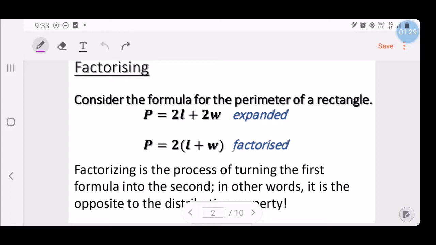All factorisation is going back in the other direction. So you're given a question like this and you're asked to bring the brackets back into play, okay, as opposed to get rid of the brackets.